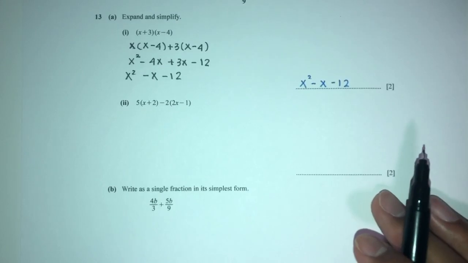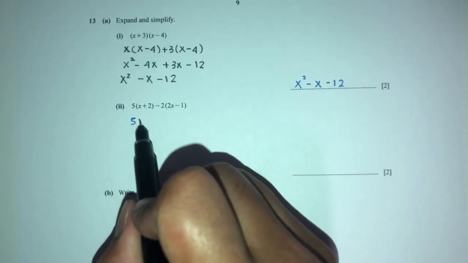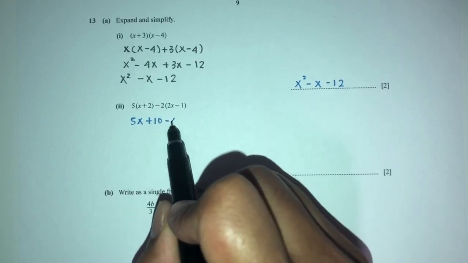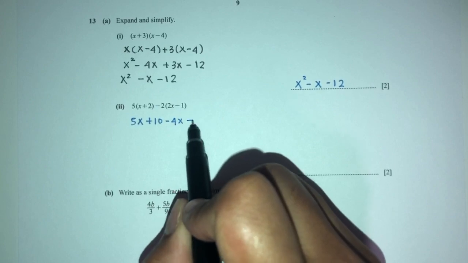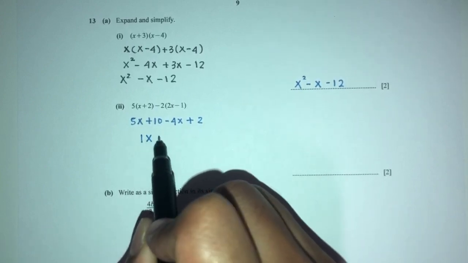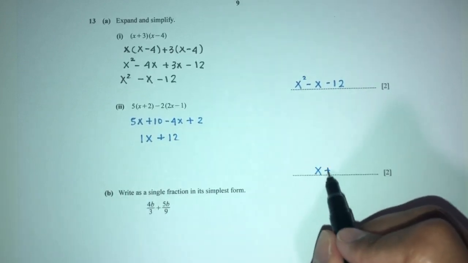Now for this one, we have to expand, so one by one. As we have seen here, 5 times x plus 10. Here we have minus, be careful, now it will be minus 4x. Minus minus becomes plus 2. 5 minus 4 will be 1x. 10 plus 2 will be 12. So your answer will be 1x plus 12.